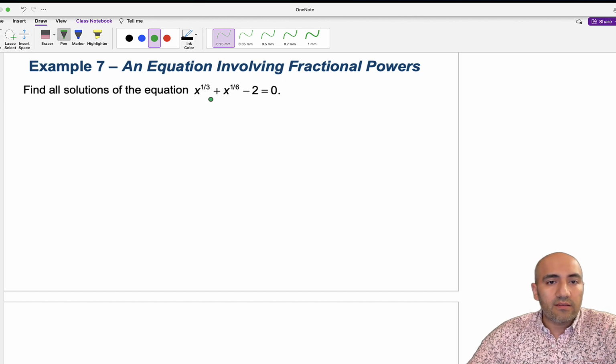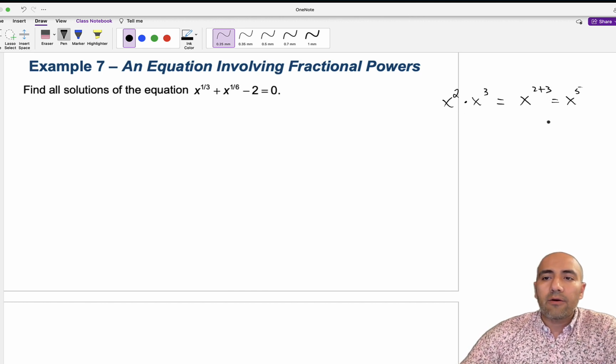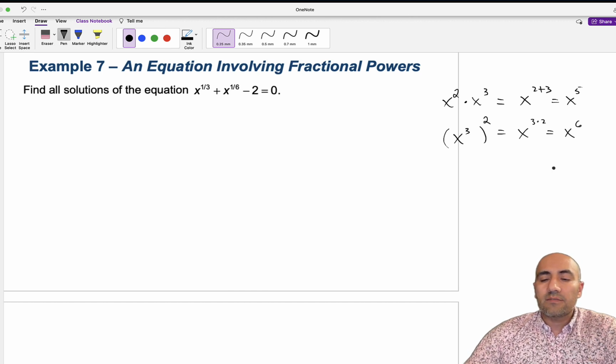So we need something squared and another term. So I need one of these to be squared. Remember our power rules: if I have x to the power of 2 times x to the power of 3, if we're multiplying two exponential numbers with the same base, we add the exponents. So this equals x to the 5th power. On the other hand, if we have an exponential number and we raise that to the power of 2, then we multiply them. This becomes x to the power of 3 times 2, which gives you x to the power of 6. So this is the property I want to take advantage of.